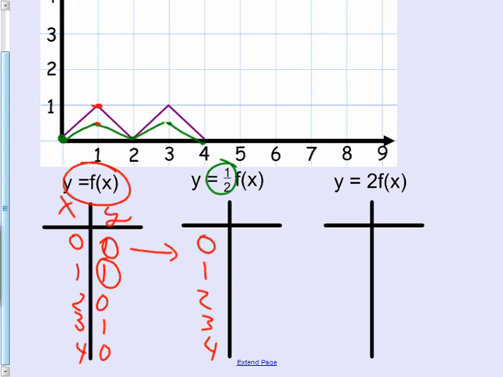This 1 is changing to a half. Half of 0, the first point is still 0, so that doesn't change. Half of 0 is still 0. That's because that point right there doesn't change. This point didn't change. All right, this one changes from (3, 1) to (3, 1/2). And the last one, (4, 0), stays the same at (4, 0). See, it's still there. Does that make sense to you?